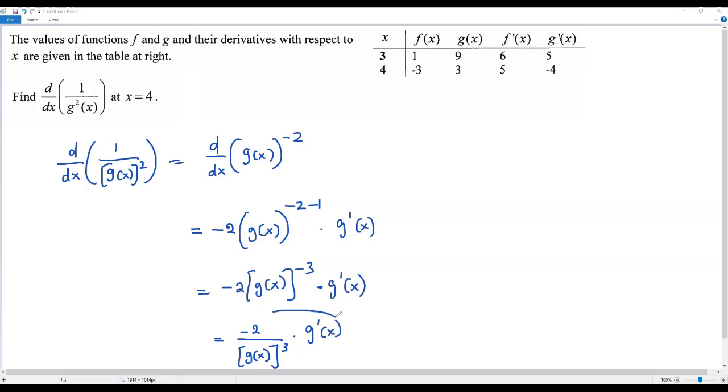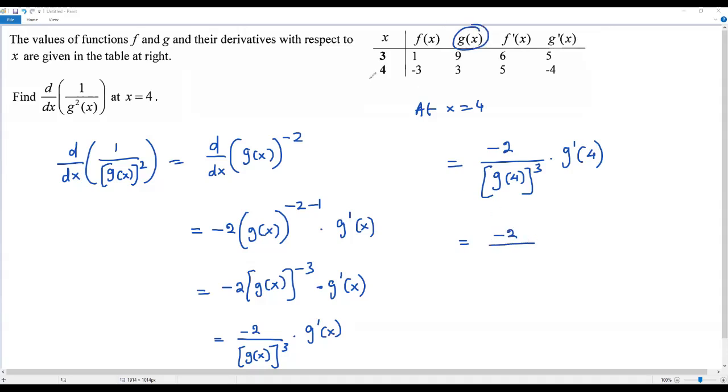That is, in the result of the derivative, we have to plug in x equals 4. Now let me plug in x equals 4 in this result. Then I get negative 2 over g of 4 whole cubed times g prime of 4. Now we can get the value of g of 4 from the table. Let me write it: negative 2 over. Here we have g of x. When x equals 4, the value of g of x is 3. So 3 is the value of g of 4. We can plug in 3 for g of 4. Then we get 3 cubed times g prime of 4.